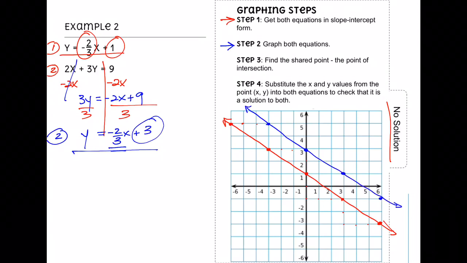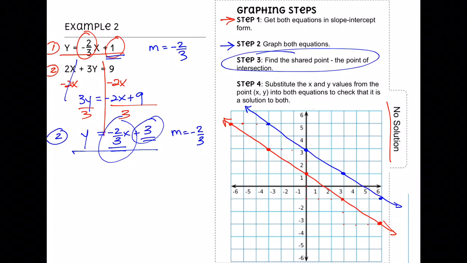And if we look at the slope of our lines, the slope of line 1 is negative 2/3, and the slope of line 2 is negative 2/3. And since they have different y-intercepts, they're not overlapping lines, but they're parallel lines. So for parallel lines, we don't have a shared point.